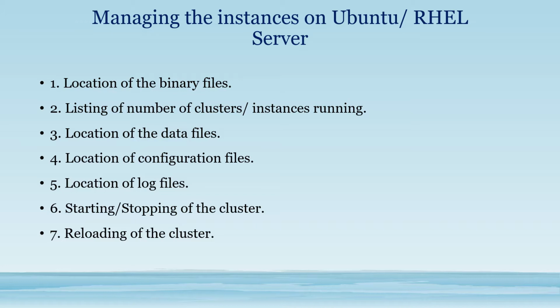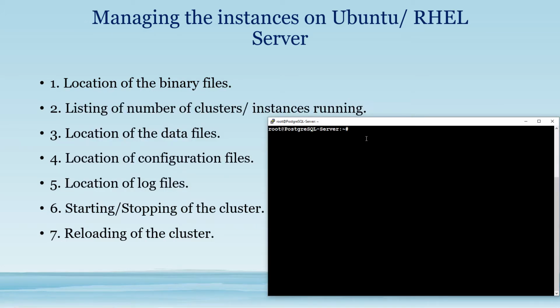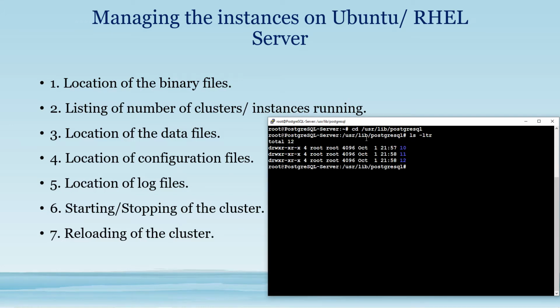Before starting my demo, as I said in my previous video, I have installed multiple versions of PostgreSQL binaries and showed how to create and drop clusters. Now my question here is, how will you come to know how many versions of binaries are installed on a specific server? Let me go to my DB server. Okay, let us go to /usr/lib/postgresql. Just list it down here. You can find the versions whatever I installed on the server.